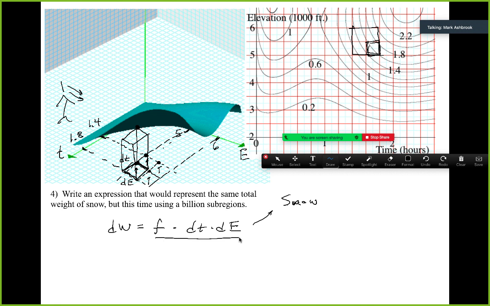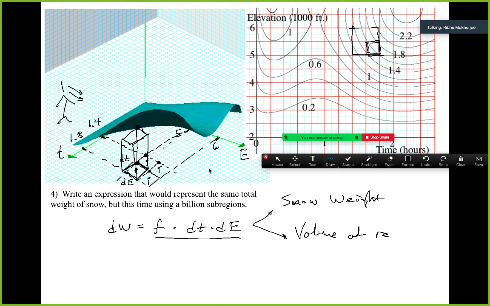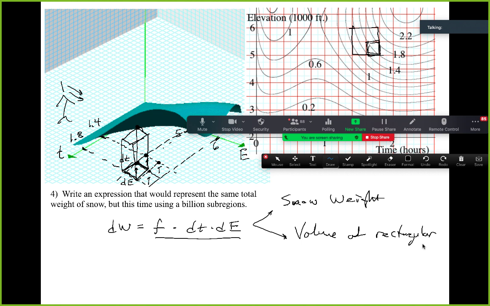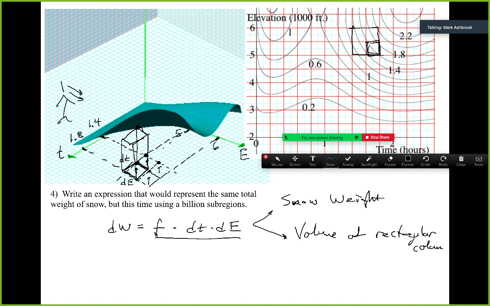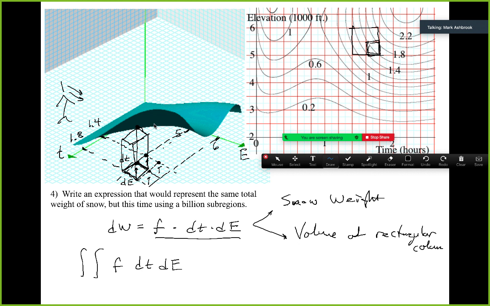But now we have a different way to interpret that. Is it the volume of this rectangular column beneath the surface? The volume of this rectangular column is length times width times height. So what would the integral of f dt dE give? The volume. Now you've got a billion little subregions, each little square times the height up to the surface. So what does that give? The volume underneath that square. It's the volume between f and the horizontal plane, the t-e plane, or like the XY plane.